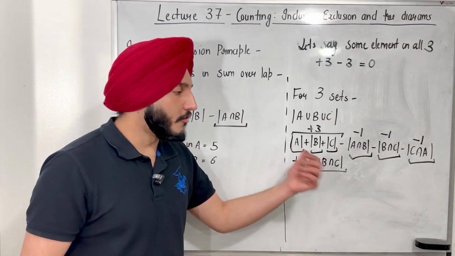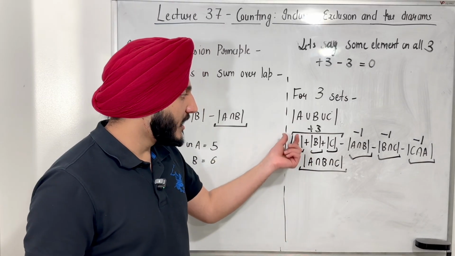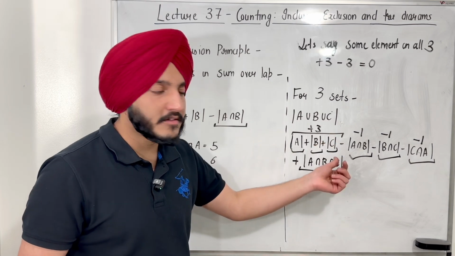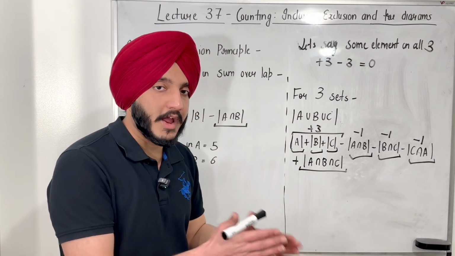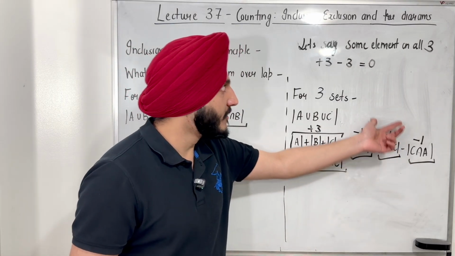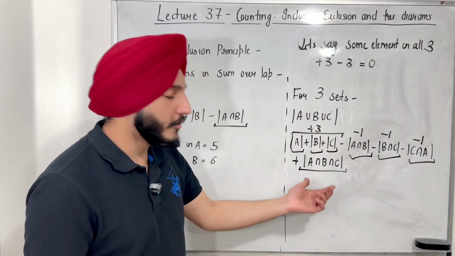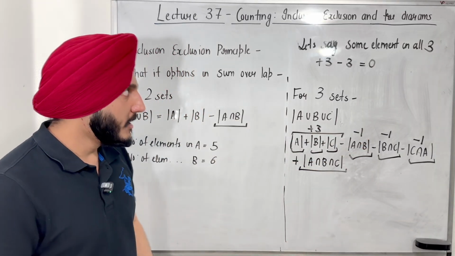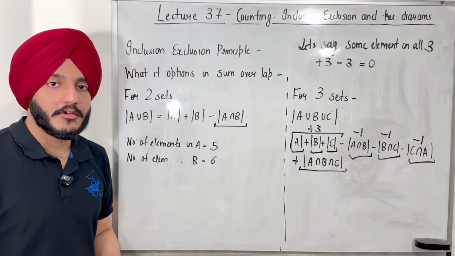For three sets, the formula is a bit more tricky. I add the elements individually that are in all the three sets. I subtract whatever could be common in the pairs of sets. But when I do that, I'm removing the elements that are common in all three sets. So I need to add all those together once again at the end, right? And that's pretty much the inclusion-exclusion principle. Now let's move on to the tree diagrams.